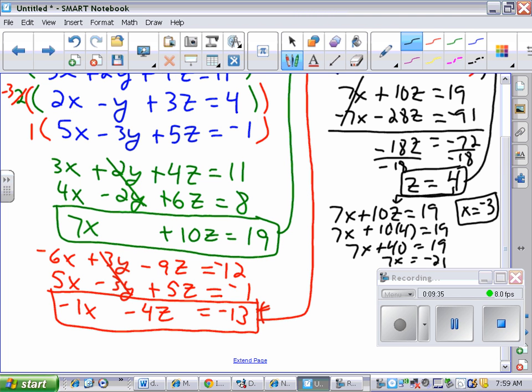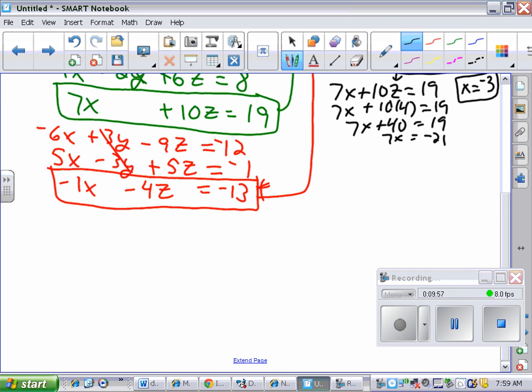It's at this point now you go back to one of the original equations. It really doesn't make any difference which one you pick. And you plug in the z and the x you found and find y. Now I chose the top one, but it really makes no difference here. So I'm just going to choose the top equation in the original problem. And that top equation was this: 3x plus 2y plus 4z equals 11.